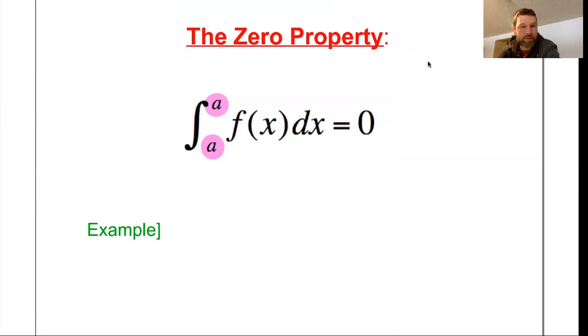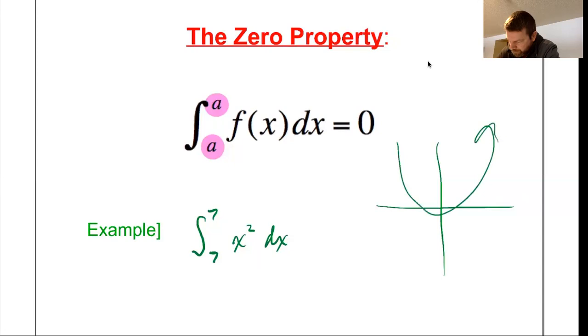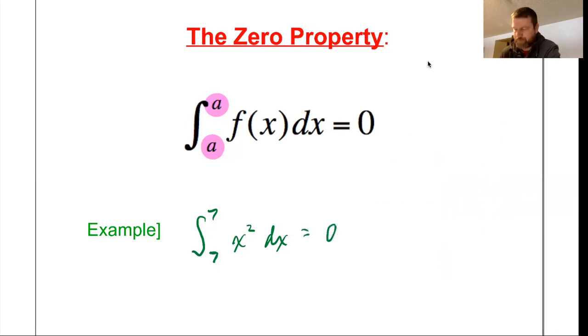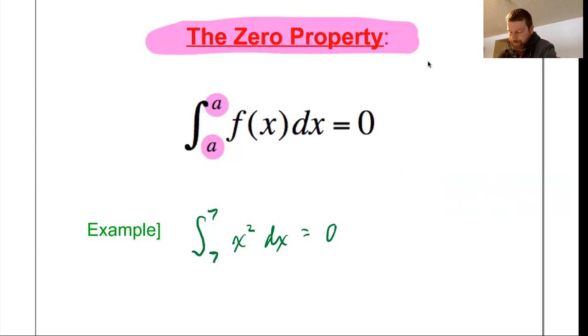Some people like examples for these. If you wanted an example, I could say, I don't know, say we got the integral from 7 to 7 of x squared dx. All right, well, that's going to look for the area under x squared that starts at 7 and ends at 7. There's not going to be any area there. That's going to be equal to 0. All right, that's the zero property. Slightly more interesting than the dummy variable property. We're going to keep getting a little more interesting as we move on.